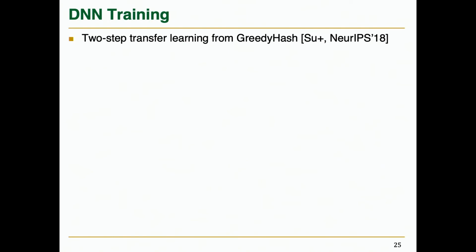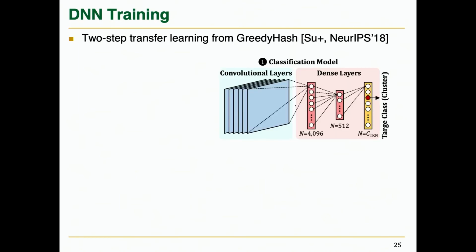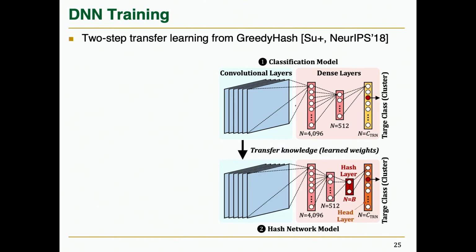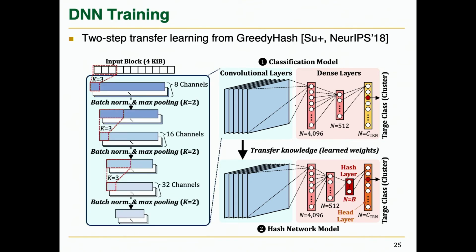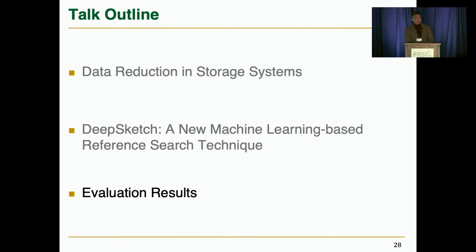After preparing the training data set, we train a DNN as a sketch generator via two-step transfer learning, following the methodology of a state-of-the-art learning-to-hash method called GreedyHash. We first train a classification model that infers a given data block's cluster and use the learned weight values to train a hash network model that has an additional hidden layer to generate a block's sketch. Through our hyperparameter exploration, we found a lightweight yet effective DNN model that consists of only 3 convolutional layers and 2 fully connected layers. Next, I will present our key evaluation results.